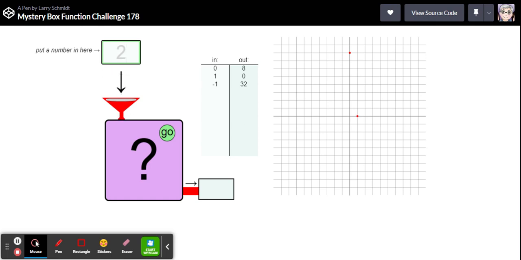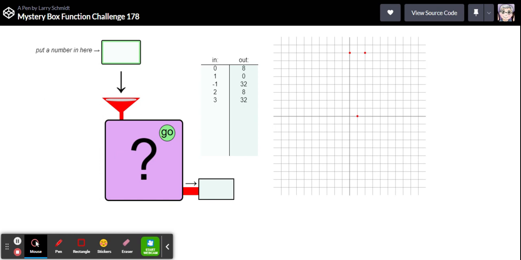How about a 2? And 2 are back up at 8. Okay, so it looks symmetrical across that line x equals 1. What happens if I put in a 3? We get that 32. So we've just got 3 points that we can see here, and then we've got 2 other points that we've got the numbers for.